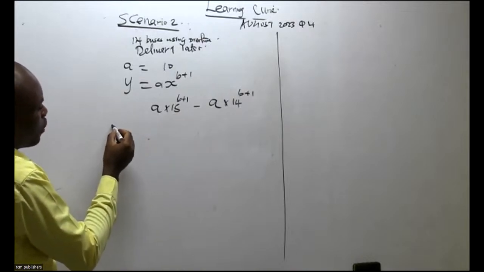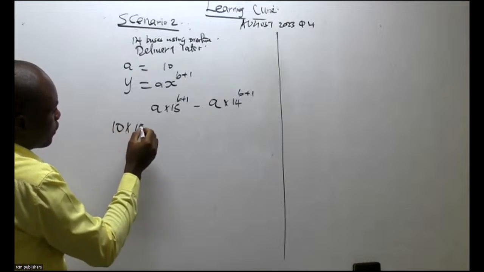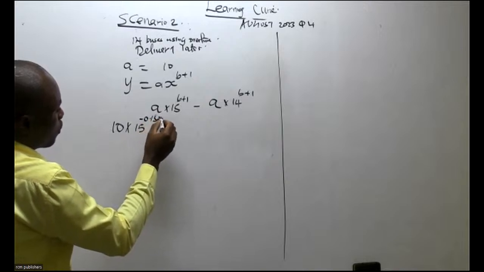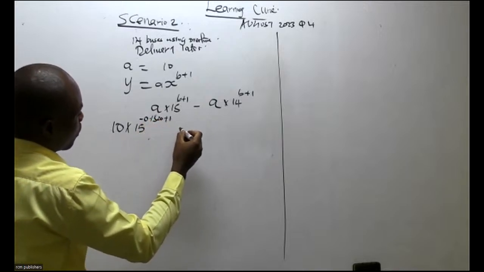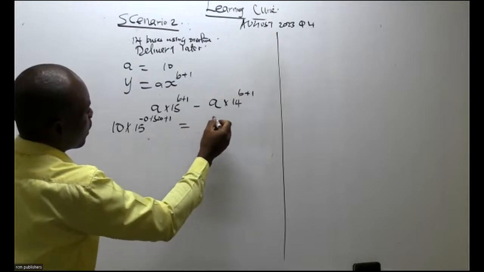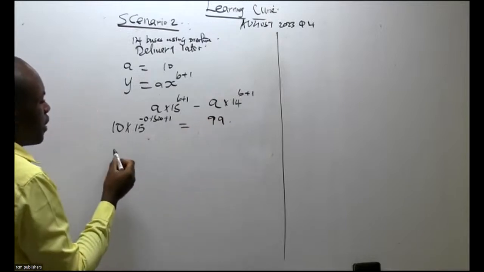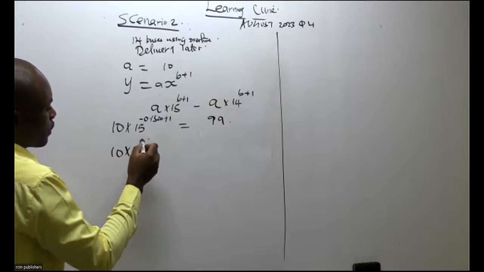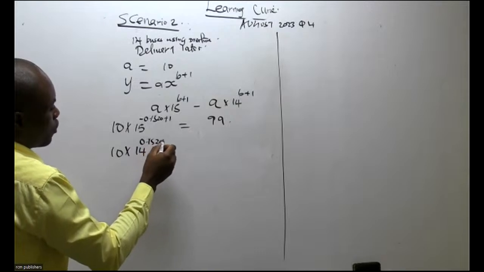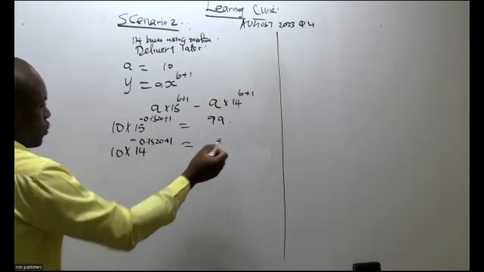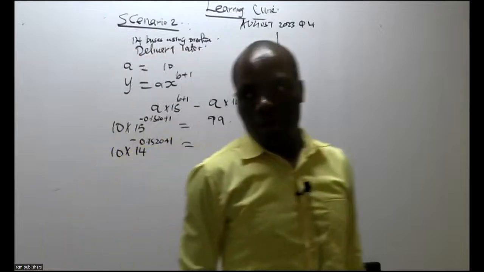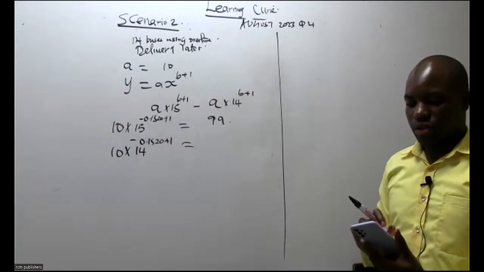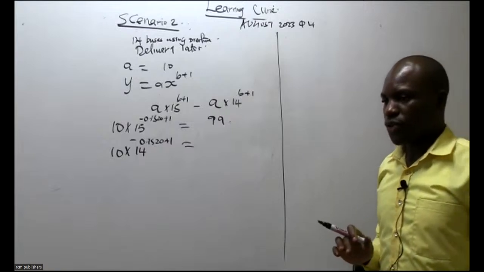So let's get, of course, we add this one here. That is A, which is 10 times 15 raised power B, which is negative 0.1520 plus 1. I think you gave me 99. Then A, which is 10 times 14 raised power negative 0.1520 plus 1. You should now give me the figure here. Let's move a bit faster. Time is not on our side. We still have 2 scenarios to deal with.